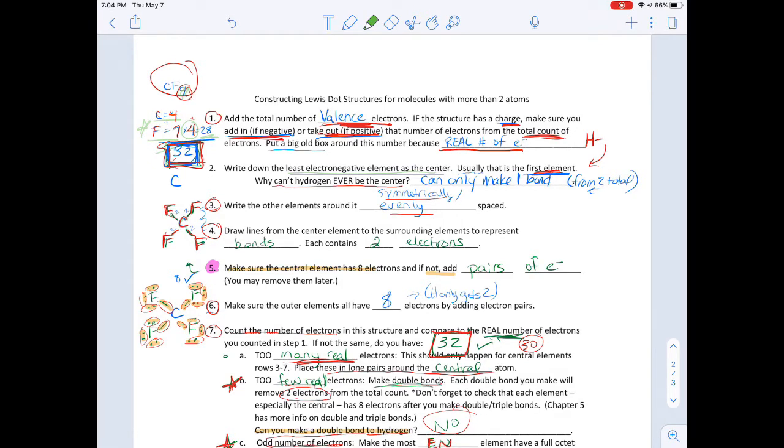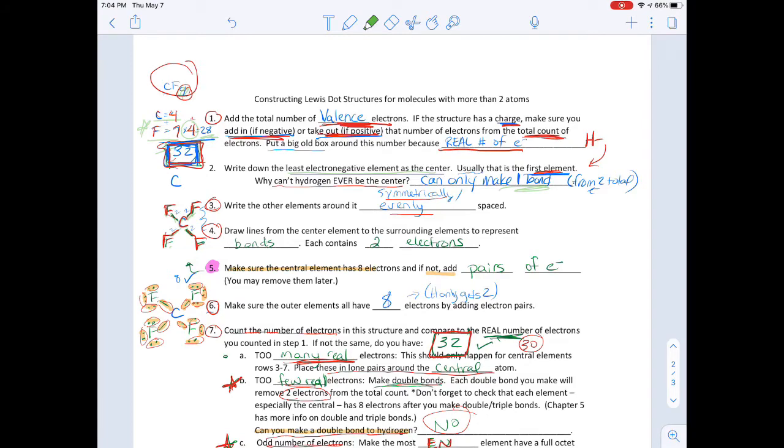Why can't hydrogen ever be in the center, even if it shows up front? Because it can only make one bond. You're going to space the other ones around it evenly, so fluorine is all nicely spaced around there. Make sure you draw the lines from the center. So that gives us 2, 4, 6, 8 electrons.